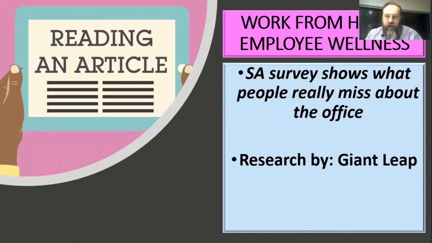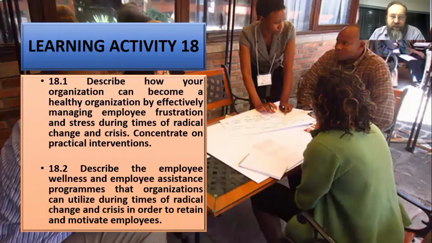The third and final article that I'd like you to work through with regards to Module 6 is to look at the South African survey, which shows that people really miss the office. This was research conducted and published by a company by the name of Giant Leap. And what I found particularly useful is that they did not just fixate on South African research.